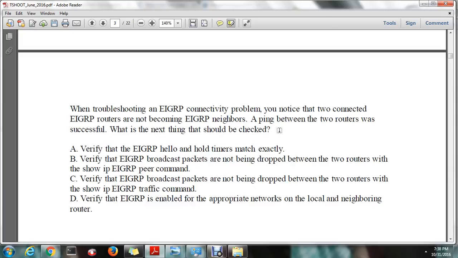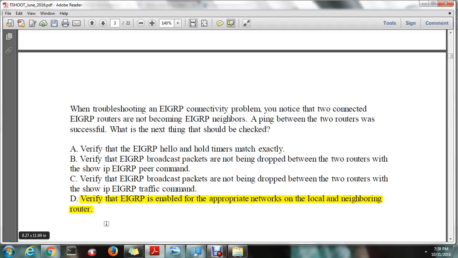Verify that EIGRP is enabled on the appropriate networks on the local and neighboring router. This is the right answer, because the first thing you will check is whether EIGRP is enabled. Verify that EIGRP is enabled for the appropriate networks on the local and neighboring router. You have to check what routes you are going to advertise in EIGRP, or what interfaces you are going to participate in EIGRP. You have to specify that. You have to configure EIGRP.